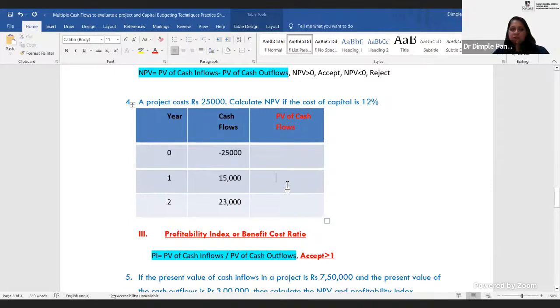So 15,000 divided by 1.12. First one, nothing will happen now, because anything raised to 0 will become equal to 1 itself. Nothing is going to happen to that. First one would remain the same, no changes, right? Yes. Second one and third one, tell me the values.